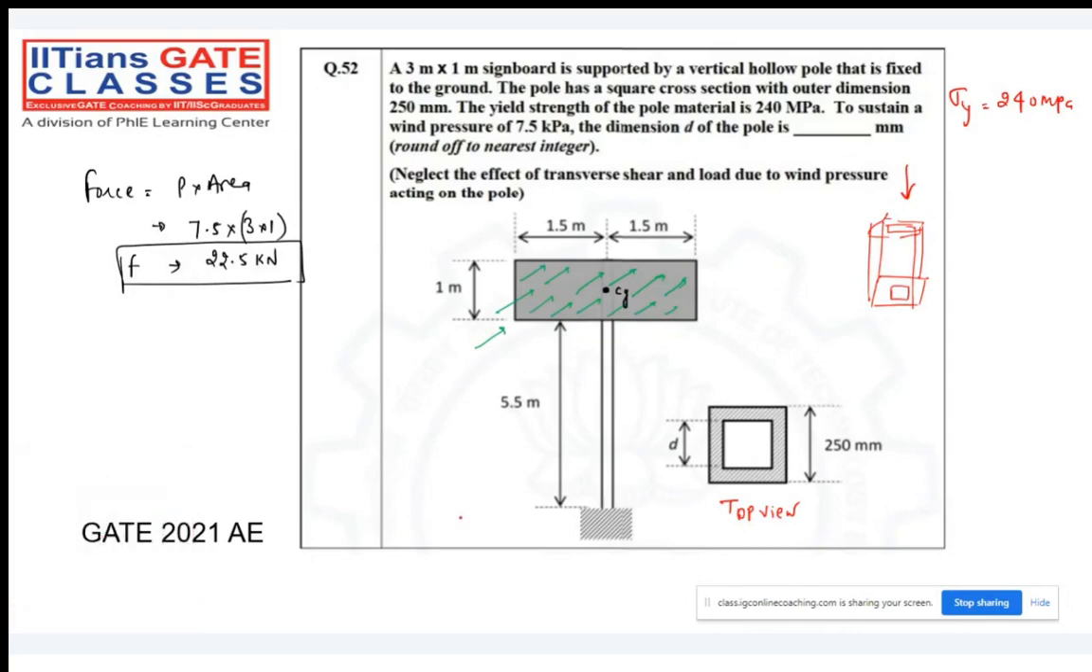Yeah, that is correct. That is the force you are getting. So my dear friend, once we got the force, what should be the equivalent diagram? What should be the equivalent diagram?